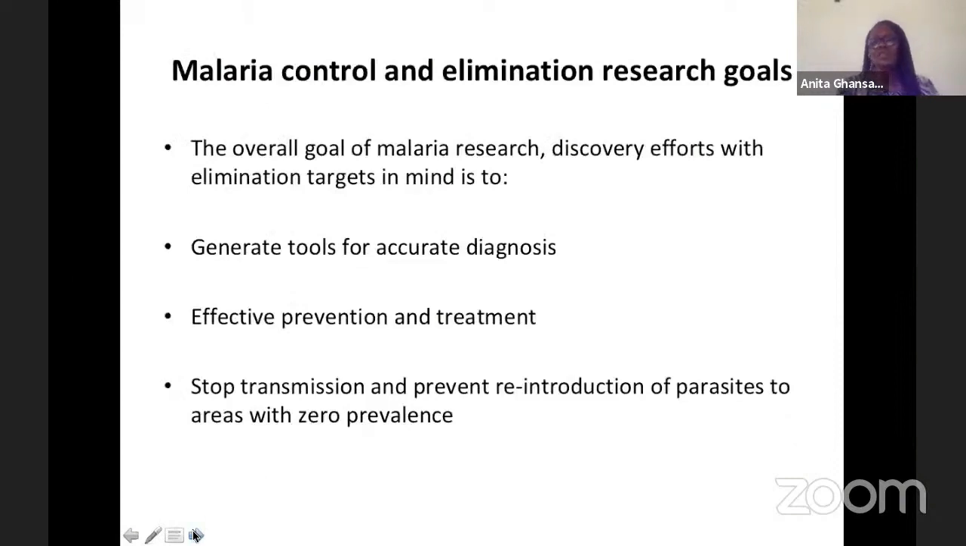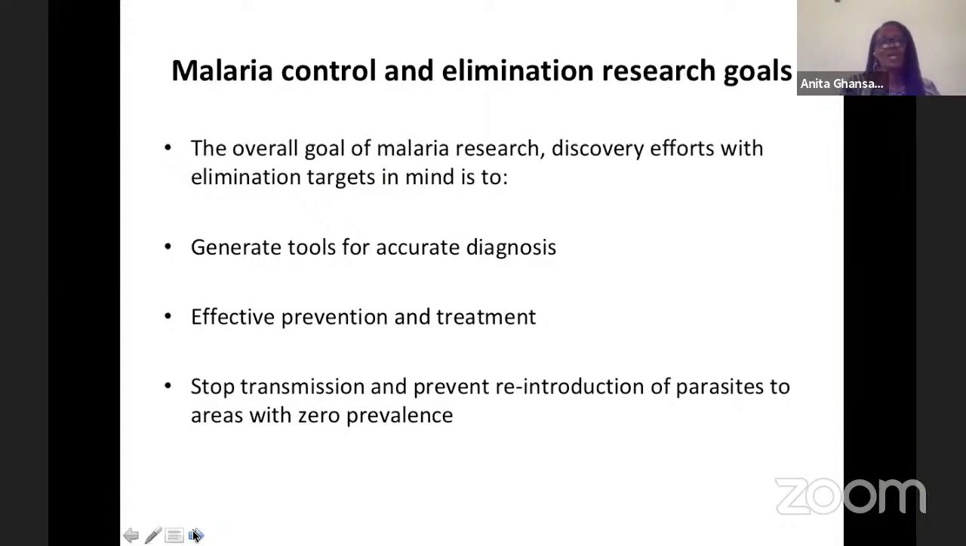Now let's shift to what we do with malaria. These are practical things that we are interested in. So for malaria control, the talk in the malaria community is to eliminate malaria by 2030.